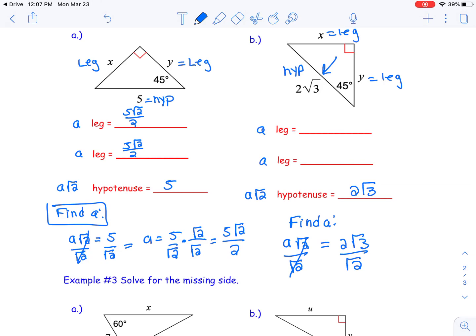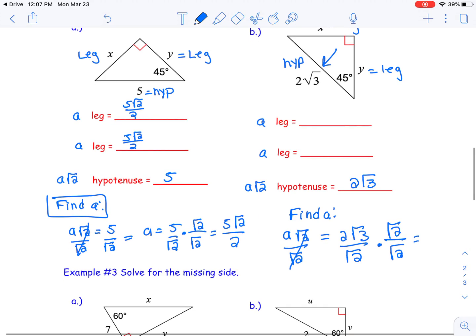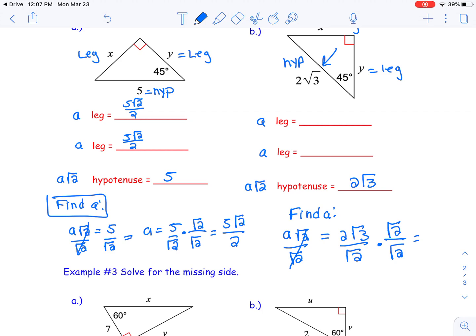Pain in the butt, but we can't have a radical on the bottom, so we have to rationalize. So multiply by radical 2 over radical 2. So I'm going to get 2 radical 3 times radical 2 is radical 6 over 2. The 2 cancels, so I end up with A is equal to radical 6. So we're going to get radical 6 for our 2 legs.